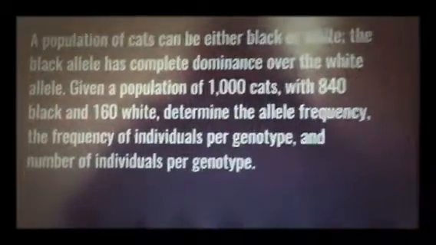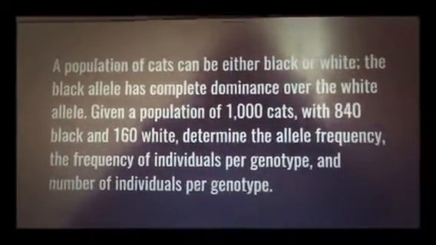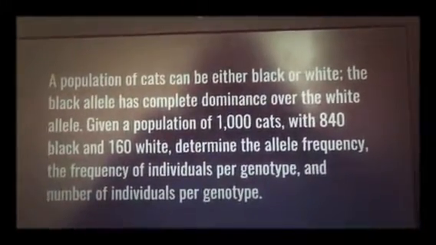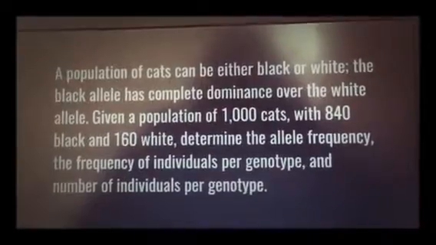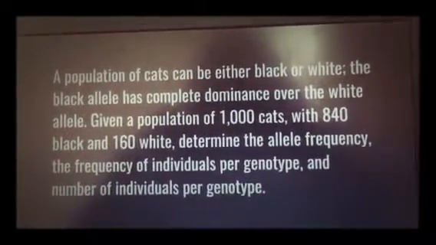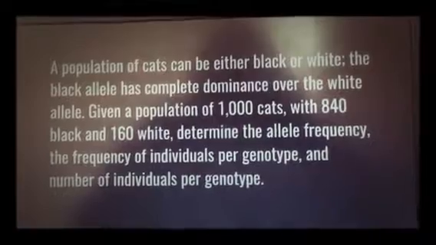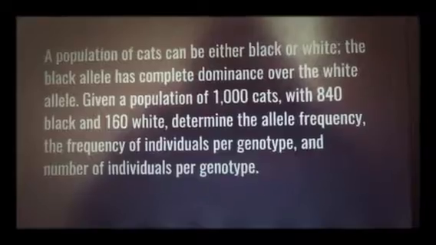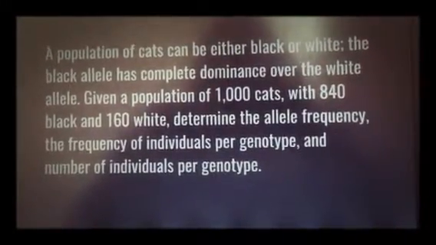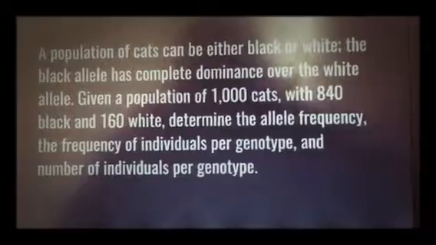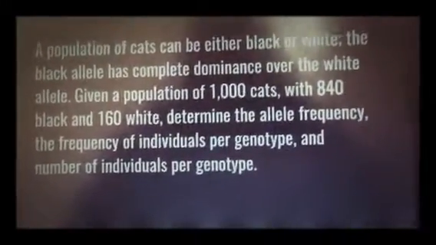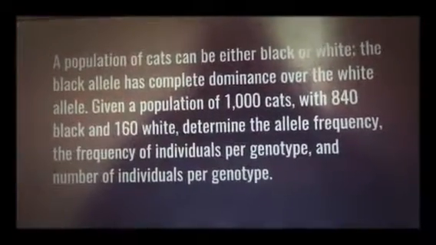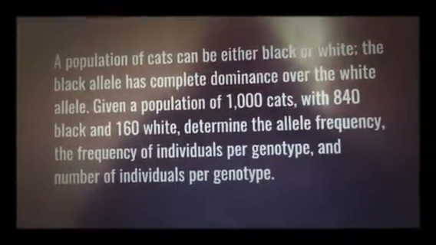Now for an example, so we can see how it actually looks. A population of cats can either be black or white. The black allele has complete dominance over the white allele. Given a population of 1,000 cats with 840 black and 160 white, determine the allele frequency, the frequency of individuals per genotype, and the number of individuals per genotype. This problem is asking for 3 parts: first, to determine the allele frequency, then the frequency of individuals per genotype, and then the number of individuals per genotype.